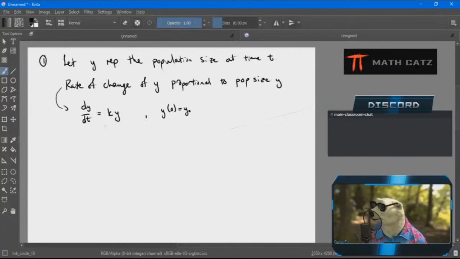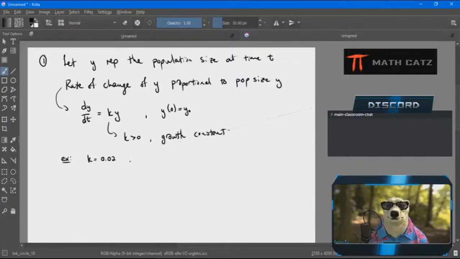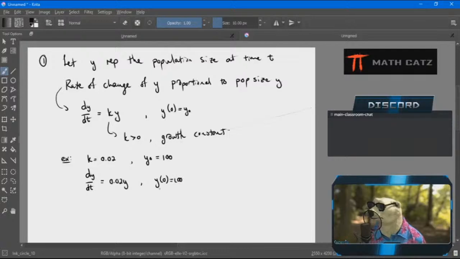So we have this differential equation, with k being positive, and k is called the growth constant. So I have exponential growth that if we solve this, let's take an example. Let's suppose k is 0.02 and my initial population size is maybe 100 individuals. Could be bacteria, could be individuals, could be people, could be fruit flies, could be anything that is growing. So if I use this example, then my differential equation is dy/dt = 0.02y, and my initial population size is, for example, 100.